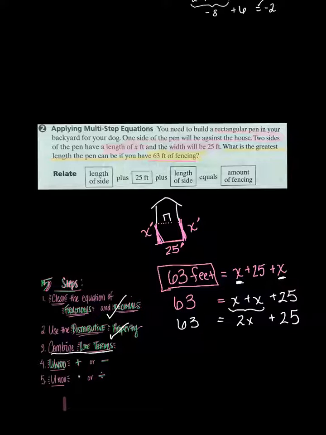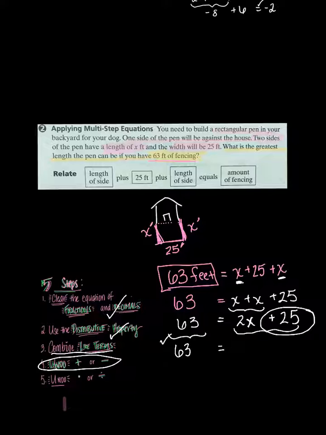Add 25. All right, now I need to either undo addition or subtraction. So I don't care what's going on over here with 63. It's by itself, it's good to go. I care about the side with my x. So I need to see what's going on over here. I've got this addition going on that I have to undo. The only way to undo addition is subtraction, and what I do to one side, I've got to do to the other. So I'm going to subtract 25 from both sides.